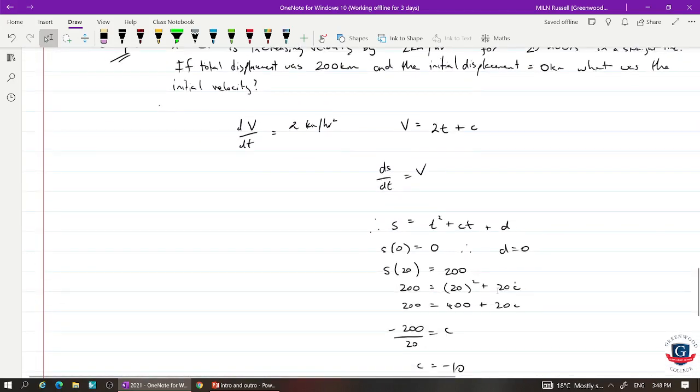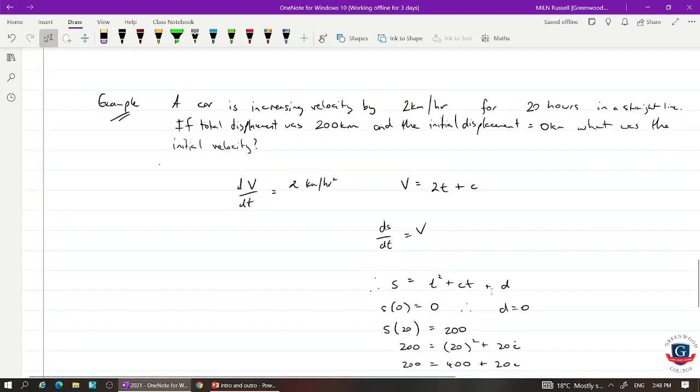Okay, next one. A car is increasing velocity by 2 kilometers per hour for 20 hours in a straight line. If total displacement was 200 kilometers and the initial displacement is 0 kilometers, what was the initial velocity? Okay, so to know this, you would have to know that this calculation here, it's increasing its velocity by 2 kilometers per hour. So its acceleration is 2 kilometers per hour squared. The velocity is changing by this amount. So we can integrate that, anti-differentiate that, to get the velocity.